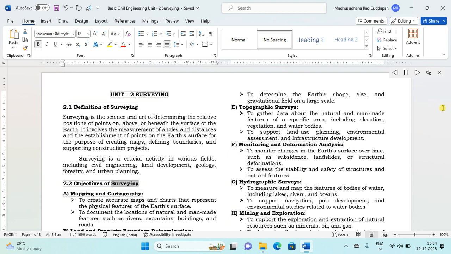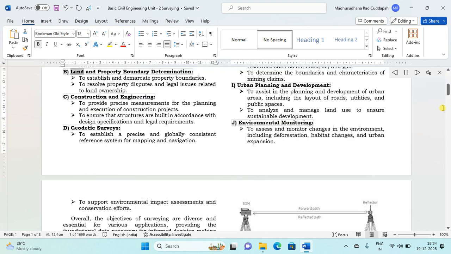2.2 Objectives of surveying. A. Mapping and cartography. To create accurate maps and charts that represent the physical features of the Earth's surface. To document the locations of natural and man-made features such as rivers, mountains, buildings, and roads. B. Land and property boundary determination. To establish and demarcate property boundaries. To resolve property disputes and legal issues related to land ownership.